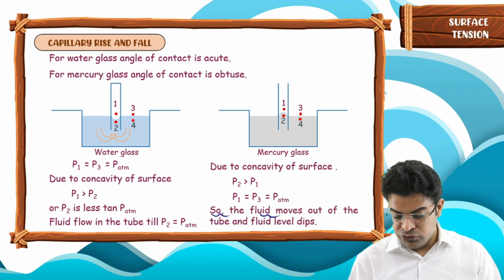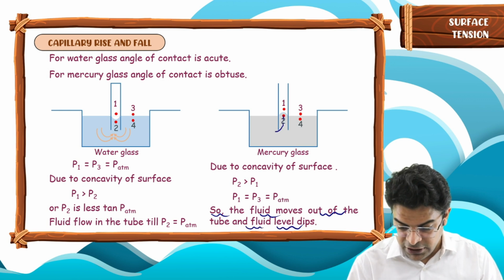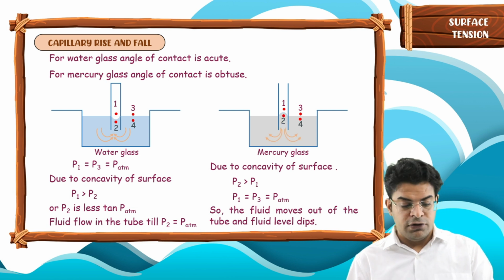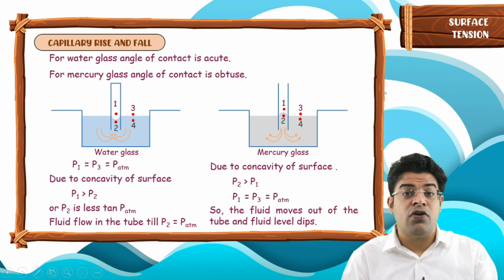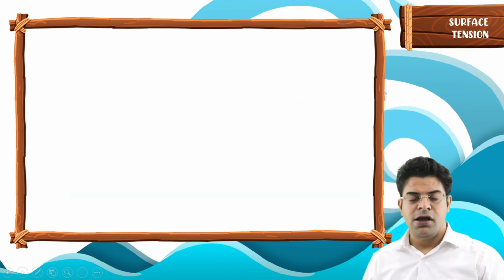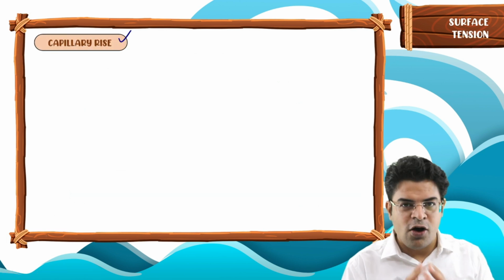So the fluid moves out of the tube and the fluid level dips. So here the level will dip as the fluid will move out of the tube. Why? Because of the concavity of the surface. So now we will talk about the formula of capillary rise.